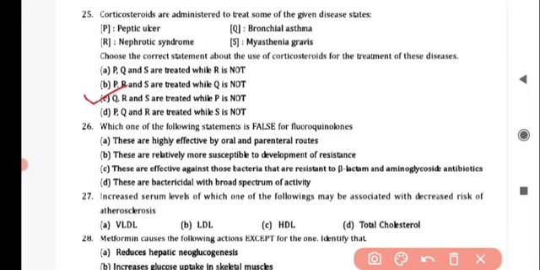Next question is, which one of the following statements is false for fluoroquinolones? Now the correct answer is option B, that is these are relatively more susceptible to development of resistance. Next question is, increased serum levels of which one of the following may be associated with decreased risk of atherosclerosis? And the correct answer is option C, HDL.